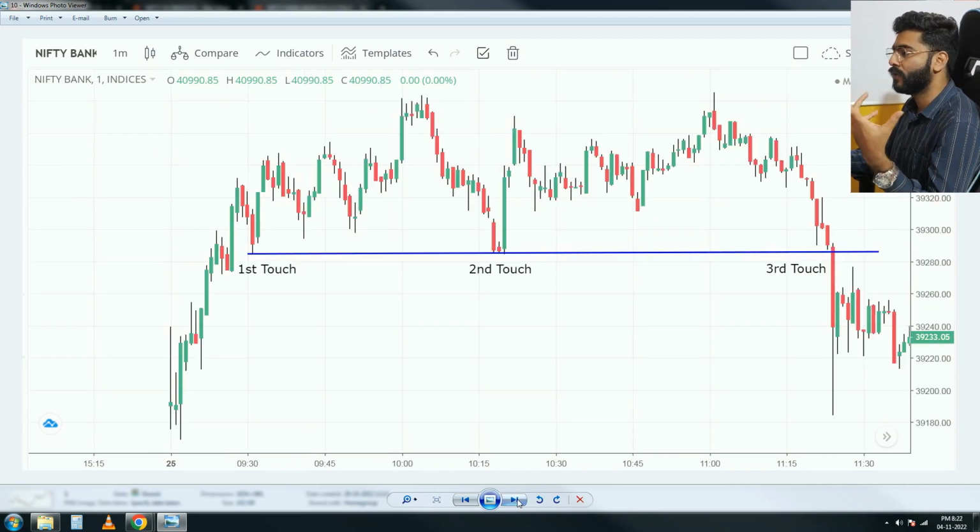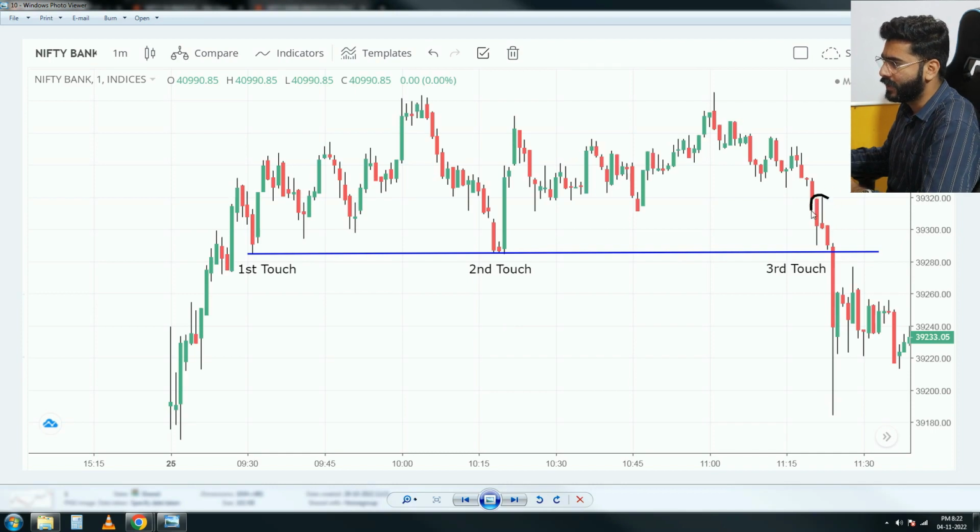Okay, now let's take one more example. That's a really good example. If you see first touch, second touch, third touch, what happened after the third touch? We see a reversal candle, or you can say a halt candle. This is a halt candle, right? And I told you, it doesn't matter if it is green or red. If it is formed, our work is done, right?